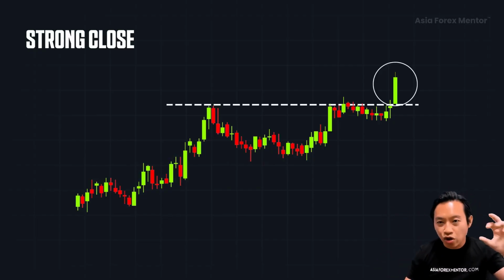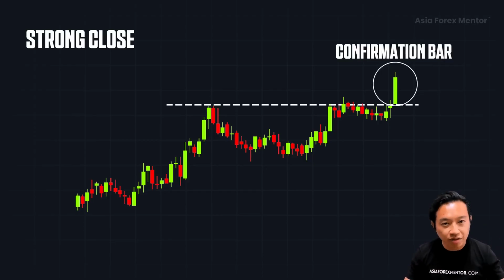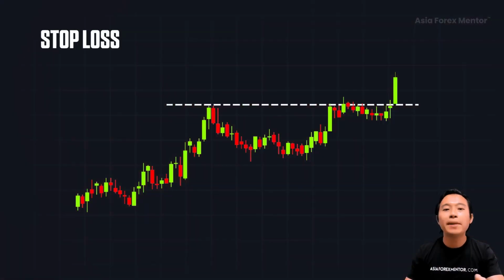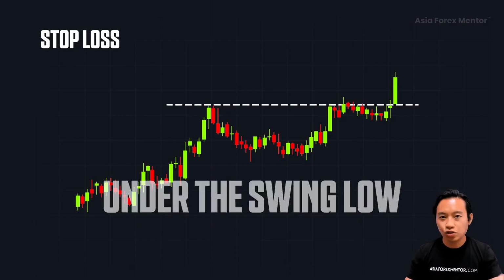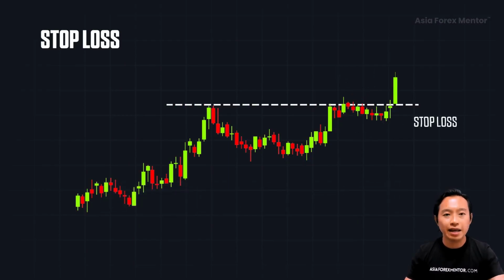So now that you've got the confirmation bar, you've got a confirmation signal for your stop loss. So where are you going to place it? Place it under the swing low. If there's a build up, place it under that build up.